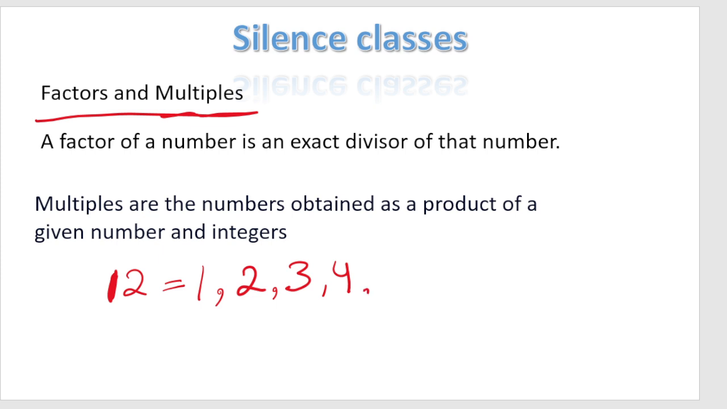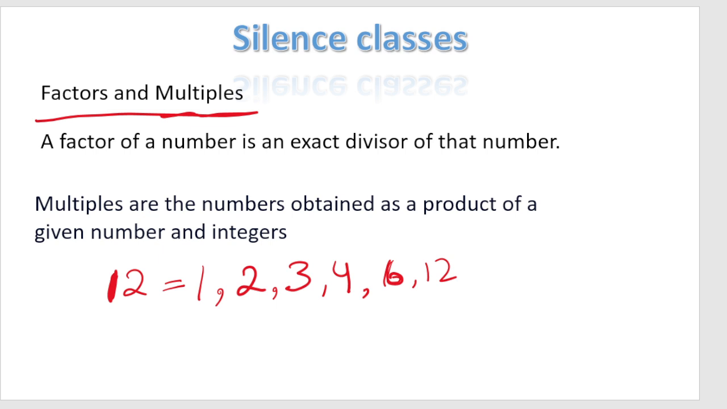Now 5 is not a factor of 12. Why? Because if we divide 12 by 5, we will get a remainder. 5 2s are 10, means 2 is left as the remainder. So 5 is not a factor of 12. Okay, 6: 6 2s are 12. Now 7 will not be a factor, not 8, not 9. So these are the factors of 12, and 12 is also a factor of 12.